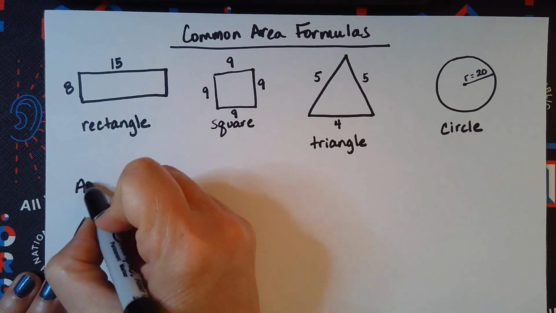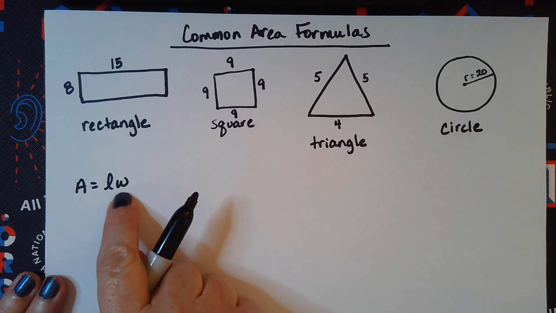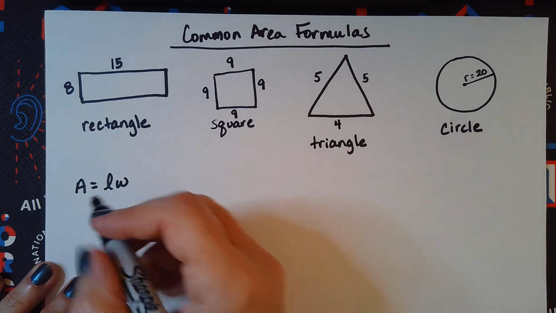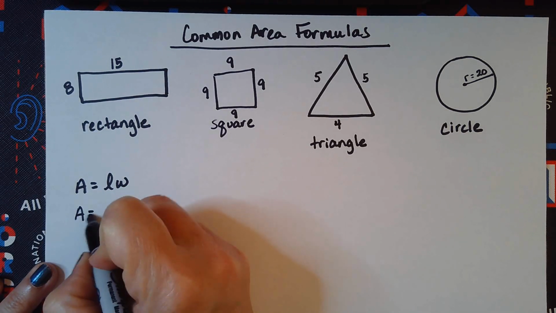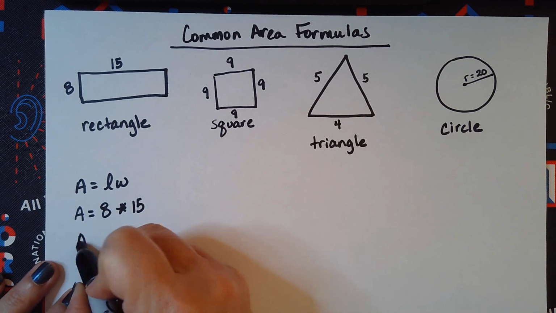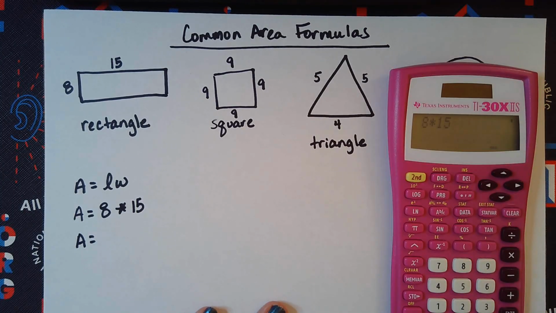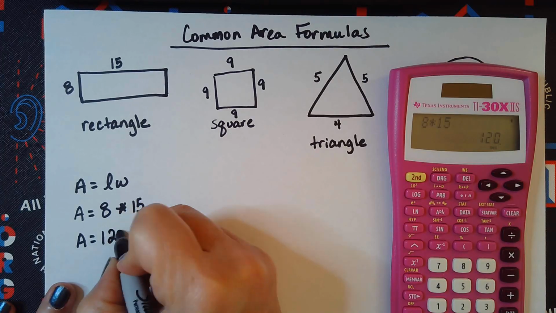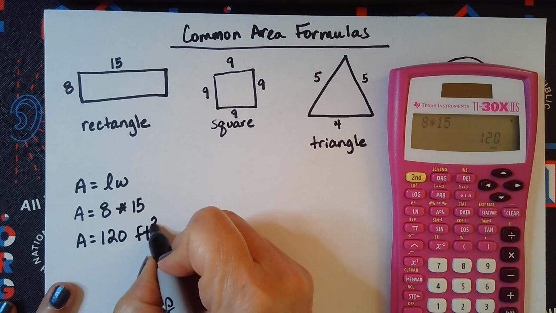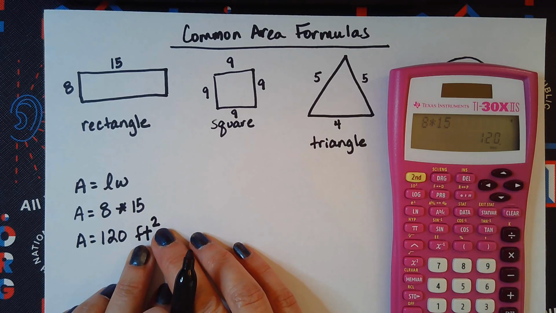So the area formula for a rectangle is length times width. Because these are letters, we could put them next to each other and know magically that we are talking about multiplication. So in this case, our area would be 8 times 15. So our area is 8 times 15 equals 120. So we have 120 square, let's just say feet squared. Okay, remember, because we're talking about area, we're always going to be squaring our units.